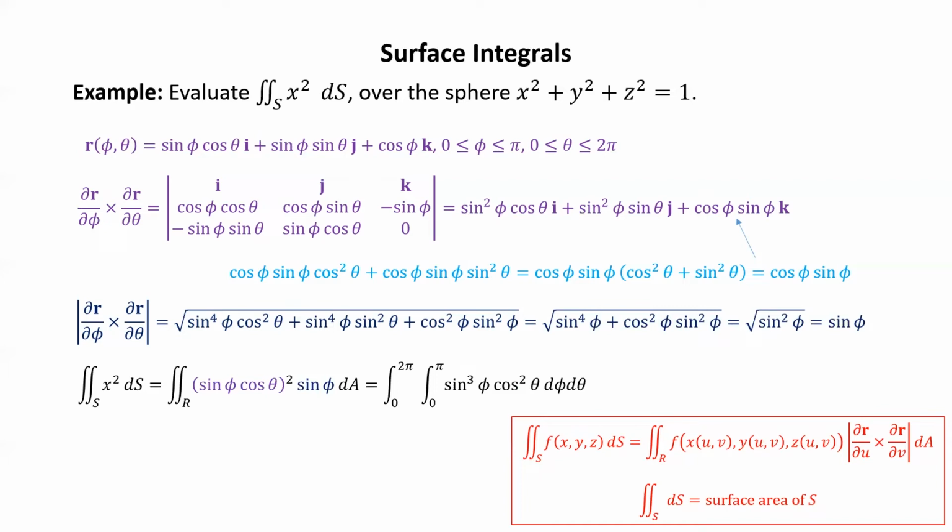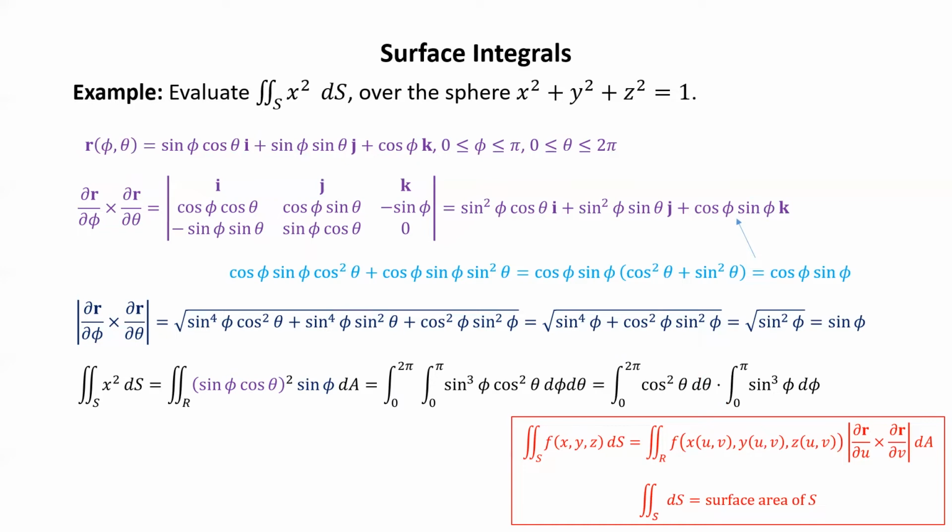So if we do it as d phi d theta, then the outer limits are 0 and 2 pi, and the inner limits are 0 and pi. And just simplifying the integrand, we have sine squared phi times sine phi is sine cubed phi, and cosine theta squared is the same as cosine squared theta.